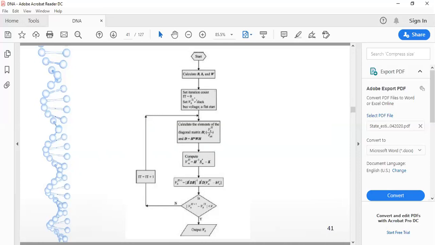Now initially the iteration count will be 0. Calculate the value of H and D. H is equal to VB into ZP divided by ZPK, and D is equal to H transpose W into H. Then compute the value of the bus voltages, that is H inverse Sm minus K, and then we have to solve this equation by substituting the values of Vs and Vm only.